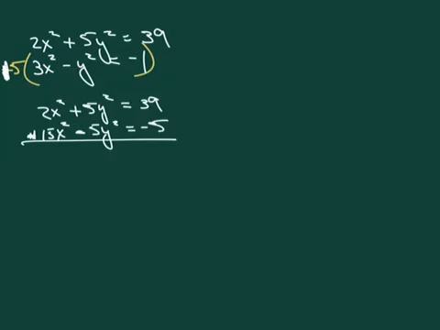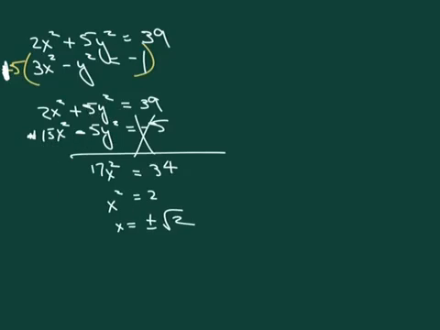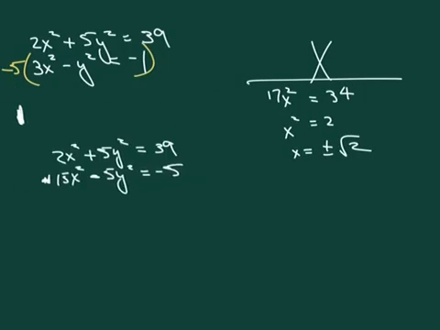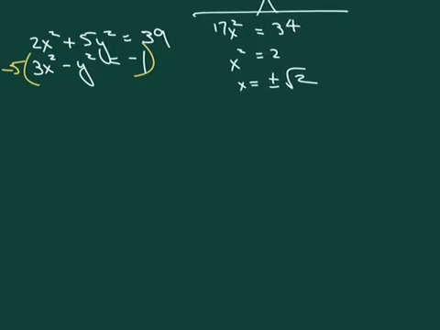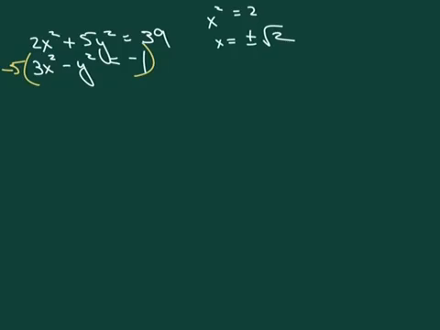Alright, now I can add. So I have 17x squared, those go away, equals 34. That's handy. So x squared equals 2, or x equals plus or minus the square root of 2. Don't forget that whole plus or minus part. Okay, so let's get rid of the work here, and we'll put this right there. There's my x value. So I want to keep my original equations here just so I can refer back to them, because I'm going to have to plug my answers in eventually.